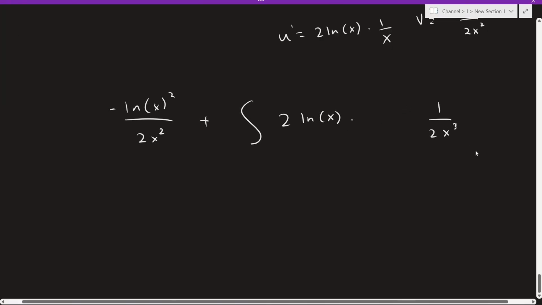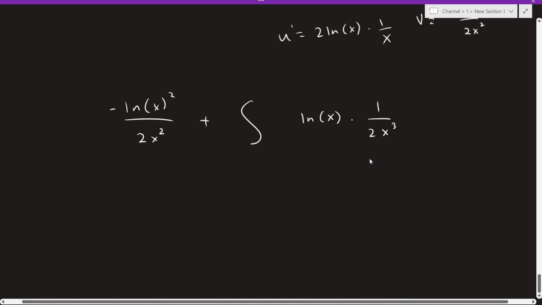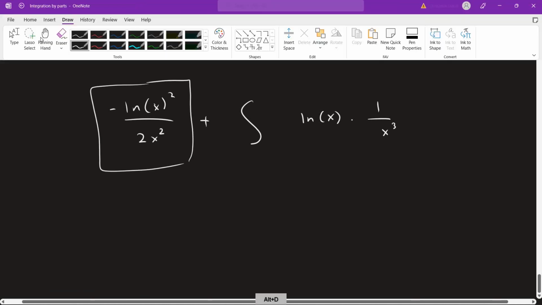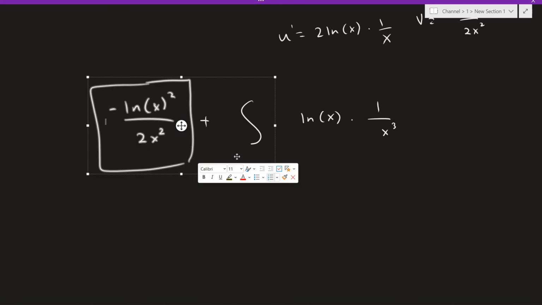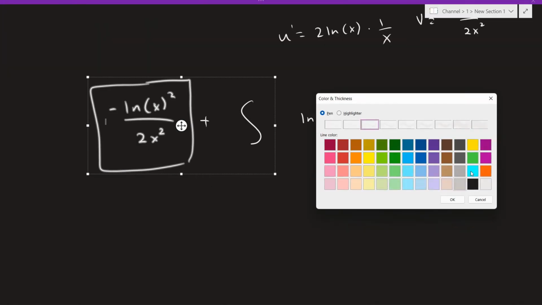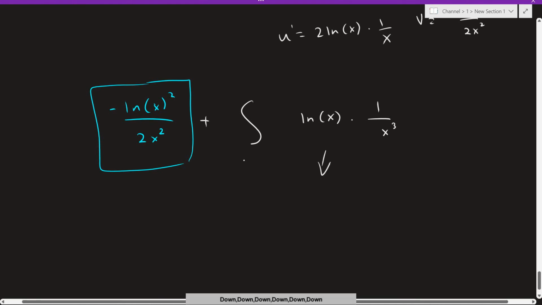Hold on, let me make them closer. So 2 and 2 we can cancel, so let's just erase it here. Ln x over x cubed. Okay, we cannot simplify anymore. So for this we need to do uv once more. So we have to leave this till the end. So I'll change its color so I can remember. Bright blue. Okay.